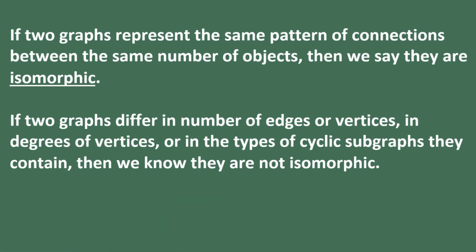If two graphs represent the same pattern of connections between the same number of objects, then we say they're isomorphic. It can often be very challenging to determine if two graphs actually are isomorphic. We'll frequently begin that process by trying to eliminate the possibility of this relationship by showing that they either differ in the number of edges or vertices, in the degrees of the vertices, or in the types of cyclic subgraphs they contain, to show that they're not isomorphic.